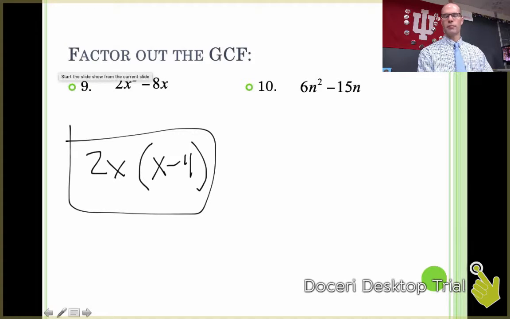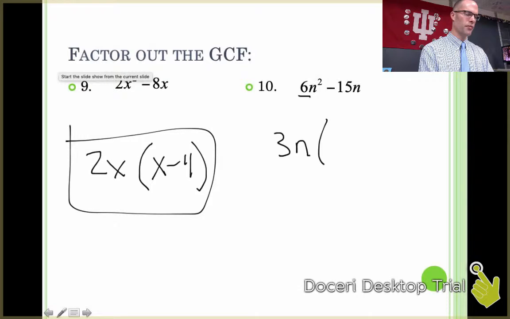With the 6n squared minus 15, I can't take a 6 out, but I can take a 3 out of both. And they both have an n in common, so I can take out a 3n. So 6, remember, divided by 3 gives you 2. N squared divided by n gives you 1n, n to the first, minus 15 divided by 3 is 5. N over n reduces to just no n.